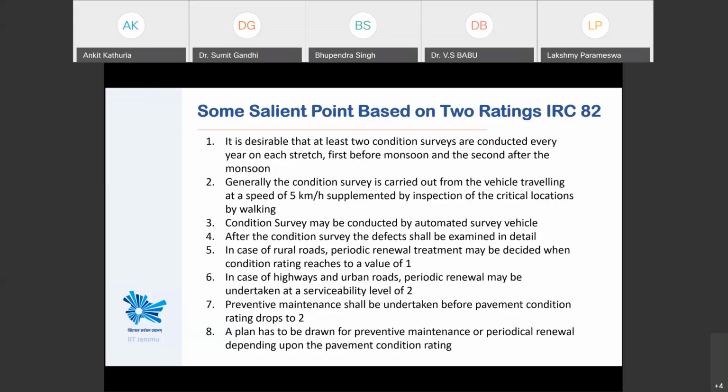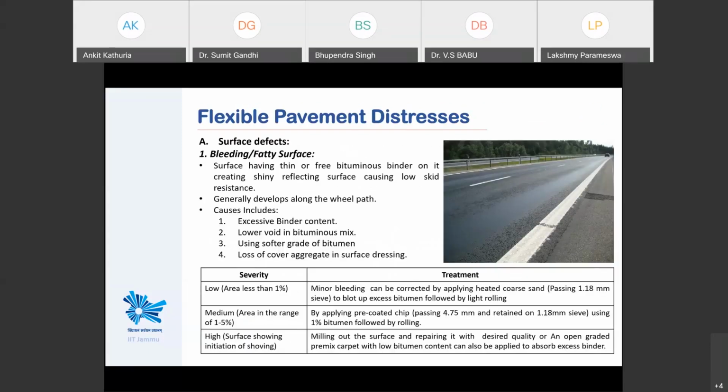Let's move ahead. Okay, I think I've already taken 38 minutes. I'll take another 2 to 3 minutes to wind up the IRC 82 part.